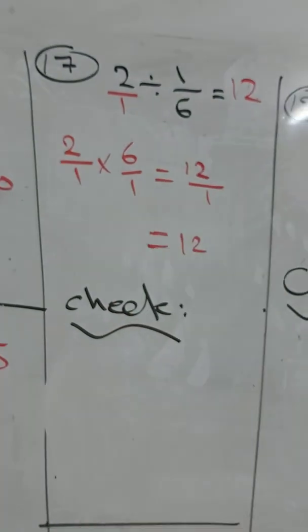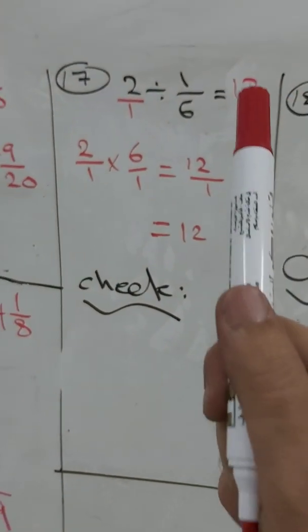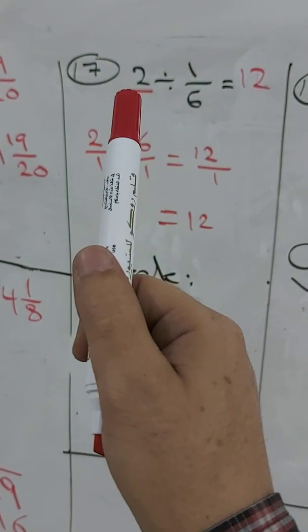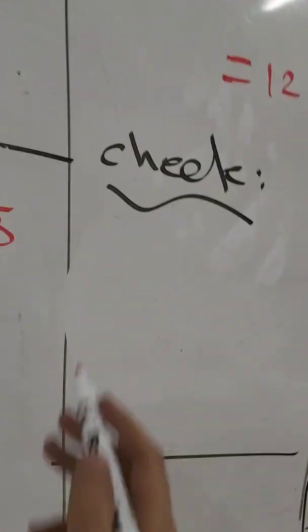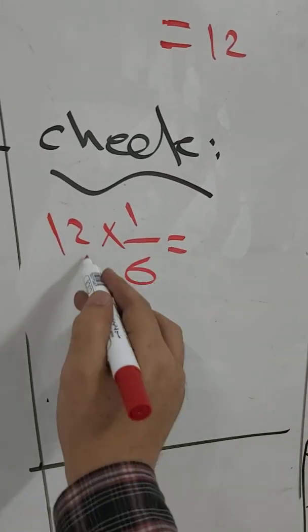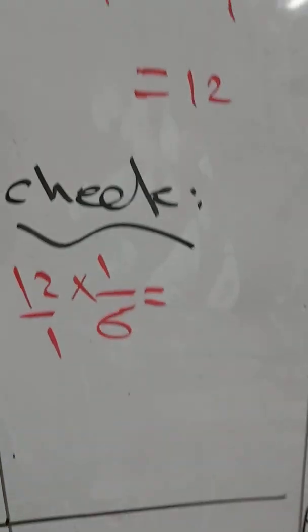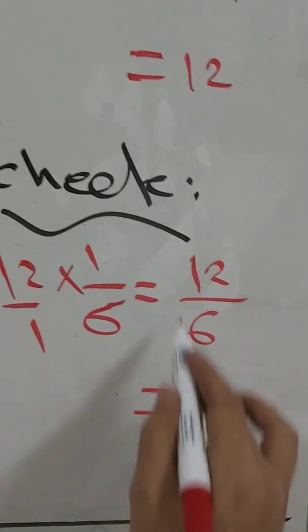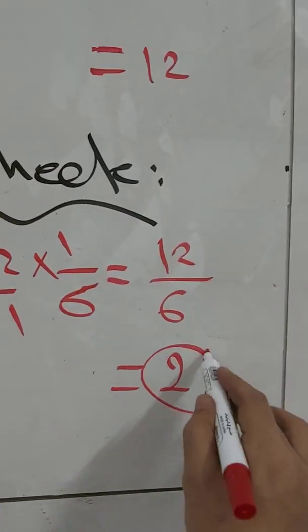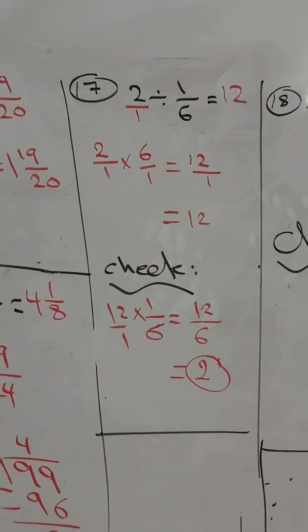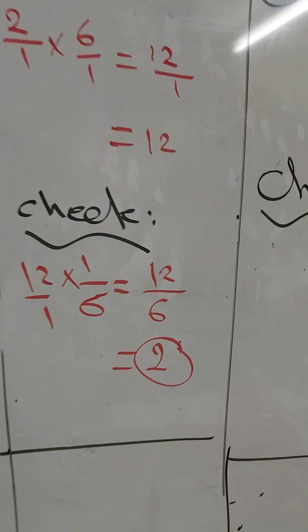How do we check the division, guys? To check the division, we multiply the quotient by the divisor. The answer should be the dividend. So 12 multiplied by 1 over 6 equal. This is over 1 and do multiply. Up 12, down 6, and 12 over 6 is 2, which is the same as the dividend. So our answer is correct here.